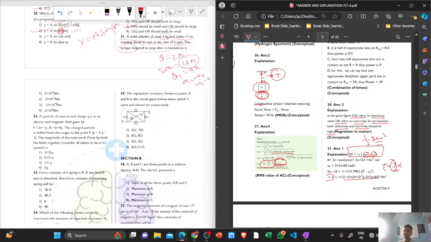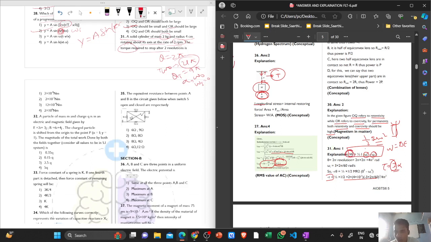Calculate this kinetic energy through the concept of the work energy theorem. The work done is equal to the change in kinetic energy. Here the cylinder has rotational kinetic energy. So through the work done, you can easily calculate from here. You know the omega final, you know the initial, so you can calculate the work.